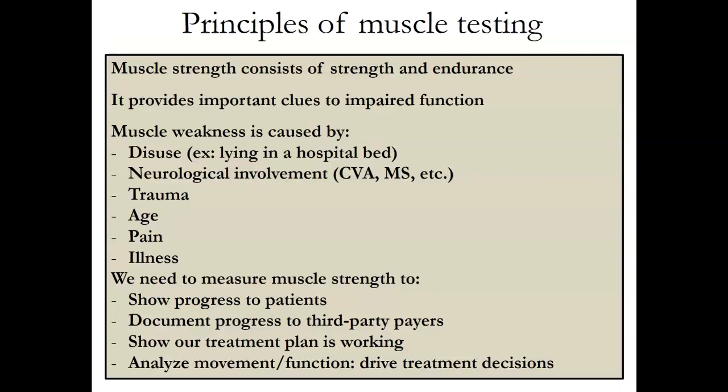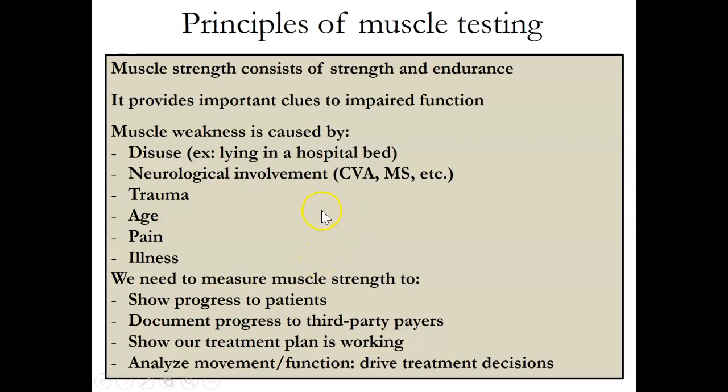Okay, so muscle testing, we got exposed to that a little bit in the lab, and now we're getting into that more. Muscle strength consists of strength and endurance. It gives you some important clues to impaired function. And again, as occupational therapists, we're always thinking in terms of function. We're not so worried about the strength and motion as we are about helping them do what they want to be able to do. Remember that example with the bowling, or playing tennis, whatever it is you want to be able to do. How does the loss of strength, the loss of endurance interfere with being able to do that?